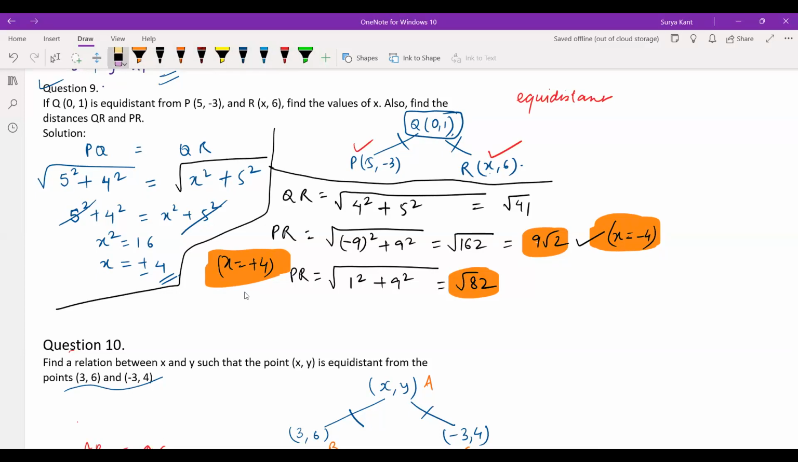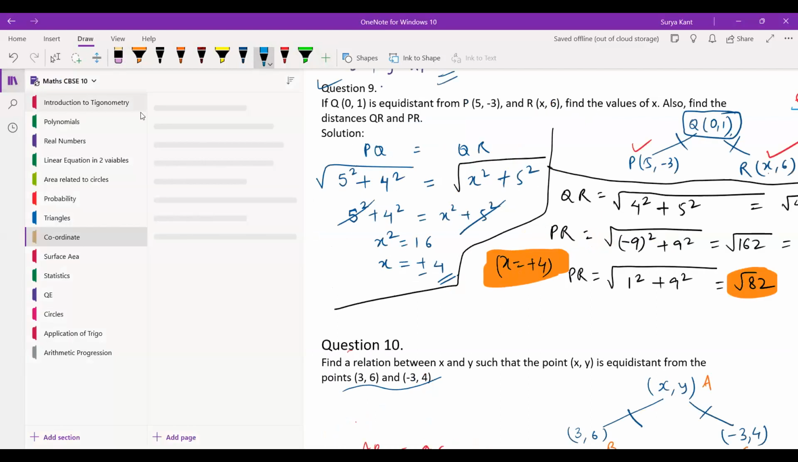Equidistance means distance between both. Where equidistance is coming, you have to use the distance formula. Equidistance means distance between the things. And if midpoint is given, then you can use the section formula. Now we move to exercise 7.2, question number 1.